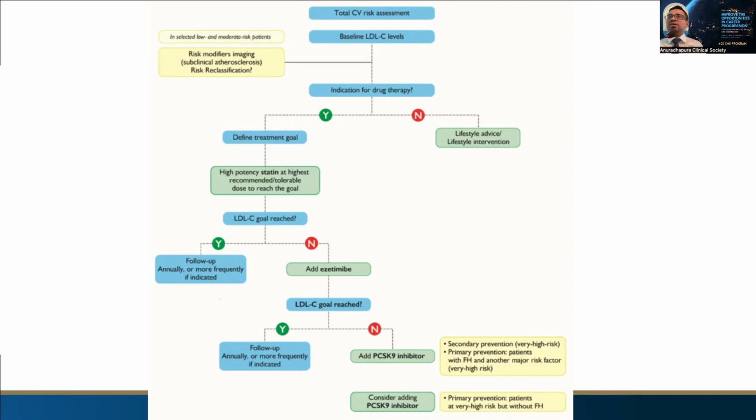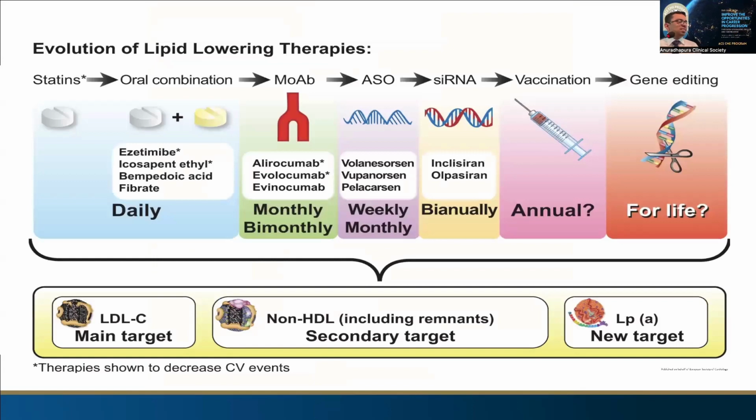If they don't have reasonable control, then you have to add the ezetimibe. Still, if they're not under control in another 2 months' time, then you can consider these drugs or other drugs if they are available. So what are the other modalities of treatment available?